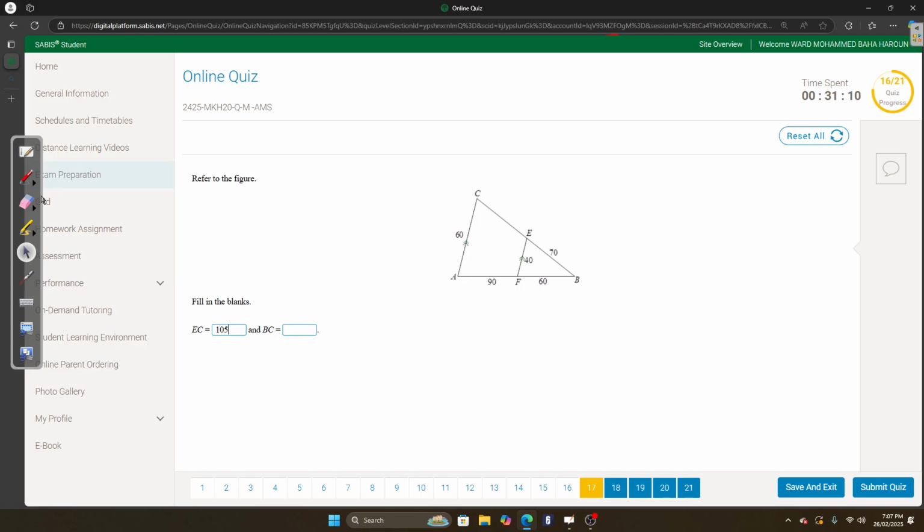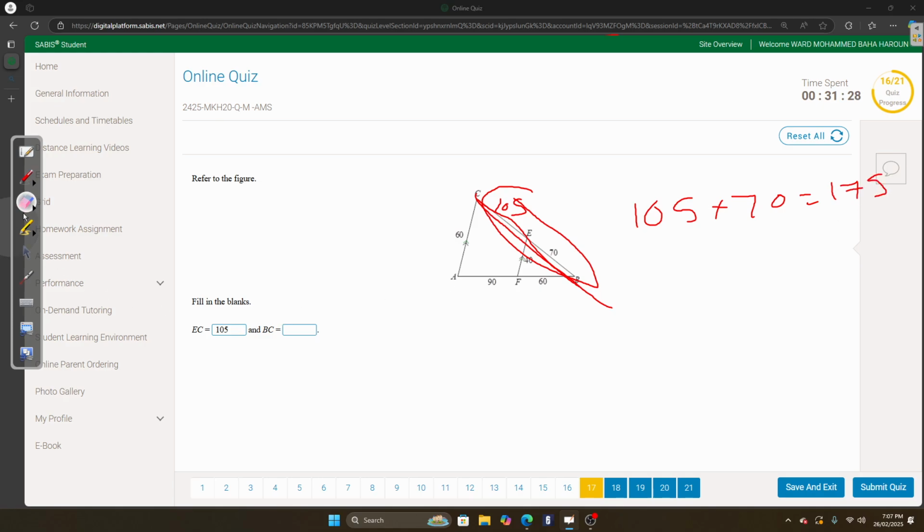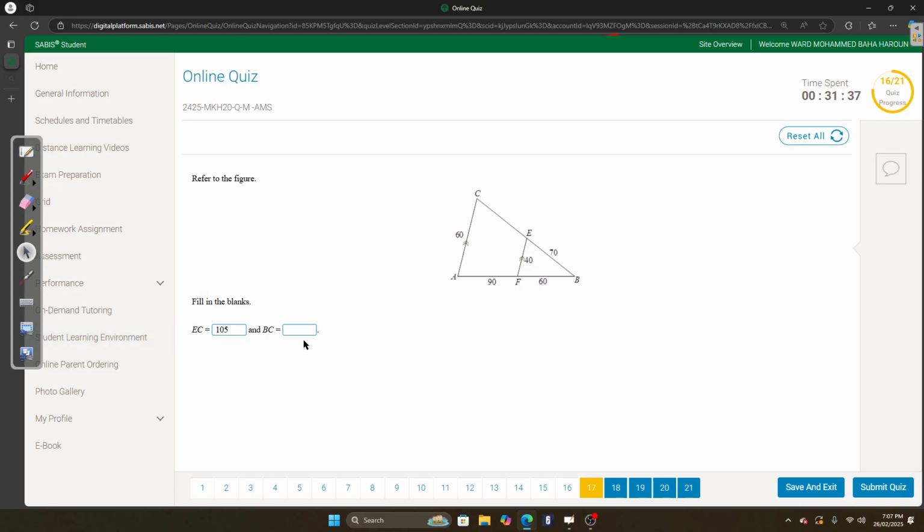Since you got EC, which was x, 105, now they want CB. You simply just add. They gave us part of 70, and now we found EC. So you just add these two, and that's the whole thing. So it's 105 plus 70 is equal to 175. So BC is equal to 175. Be careful for these questions, okay? They might tell you BC instead of EC. You have to read the letters.